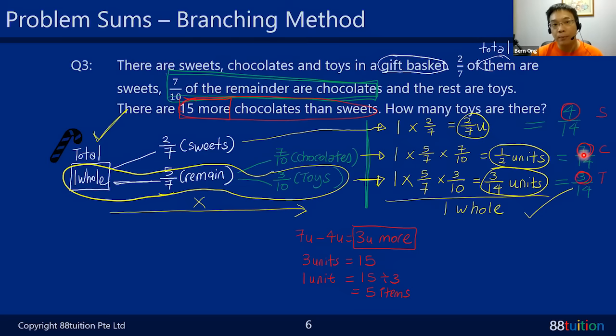So 7 units minus 4 units is the 3 units. There are 3 units more chocolates than sweets. And look at the question. There are 15 more chocolates than sweets. Are they the same thing? Yes. 3 units represents 15. Go and find 1 unit first. 1 unit is 5 items.